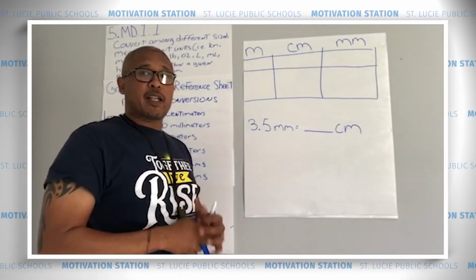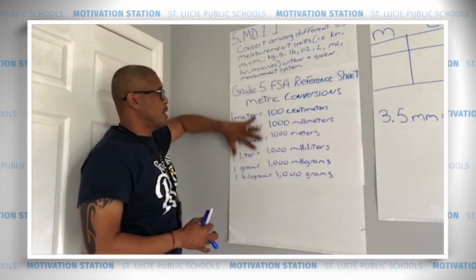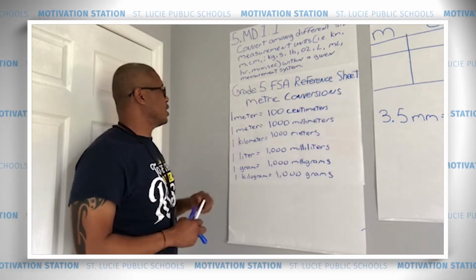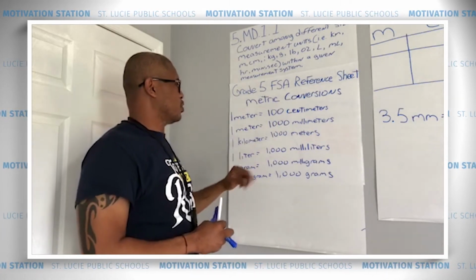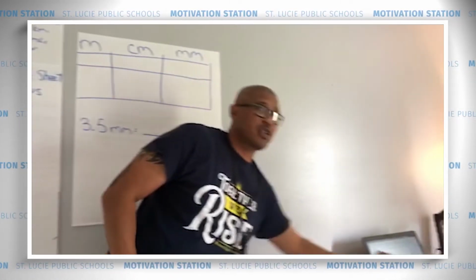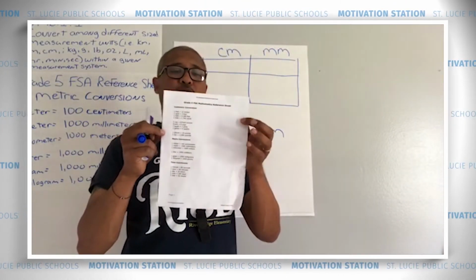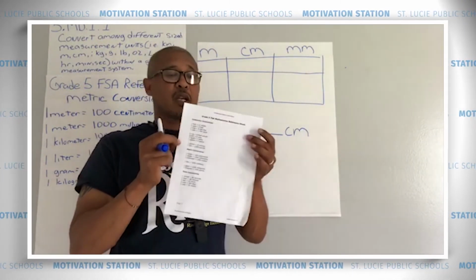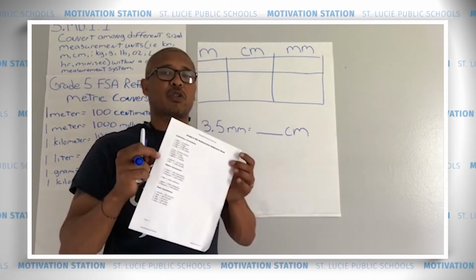All right, so I went ahead and listed out your units of measurement for metric conversion. So 1 meter equals 100 centimeters, 1 meter equals 1,000 millimeters, 1 kilometer equals 1,000 meters, and so forth. I believe sometime next week, you should have one of these in your modules, which is your grade 5 FSA mathematics reference sheet. You should print this so that you can have it in front of you at all times when you're trying to convert units of measurement.